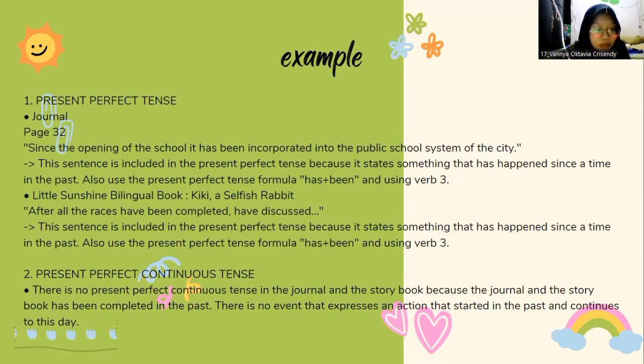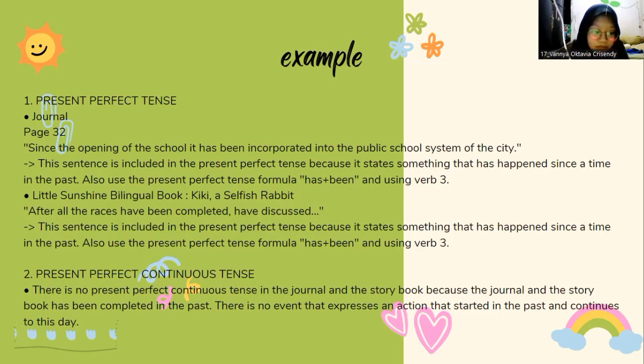From Little Sunshine Bilingual Books, Kiki, a Selfish Rabbit: "After all the rights have been completed, have discussed." The sentence is in the present perfect tense because it tells something that has happened since a time in the past. It also uses the present perfect tense formula, has plus been, using verb 3.